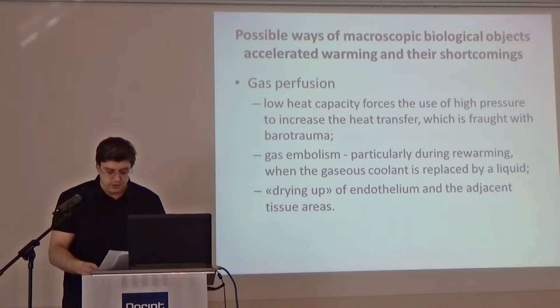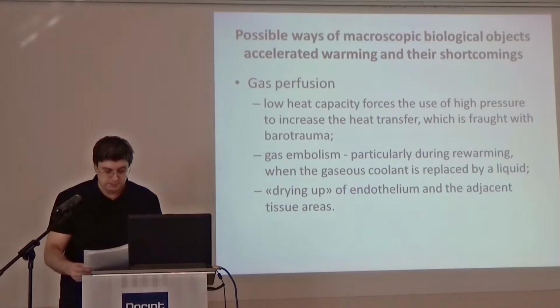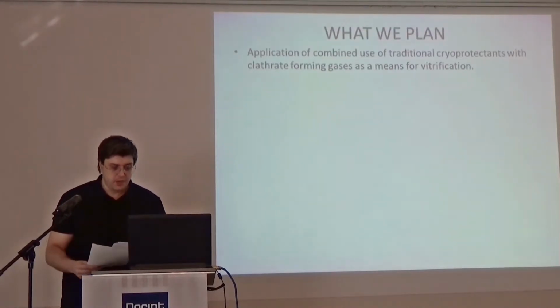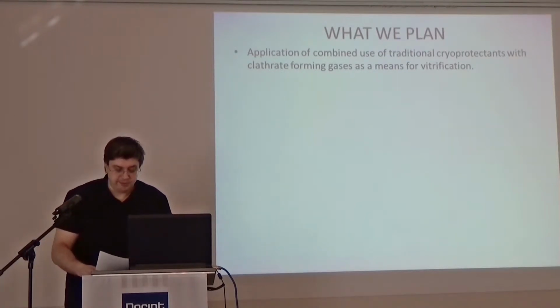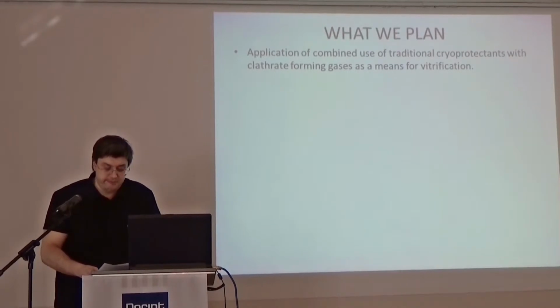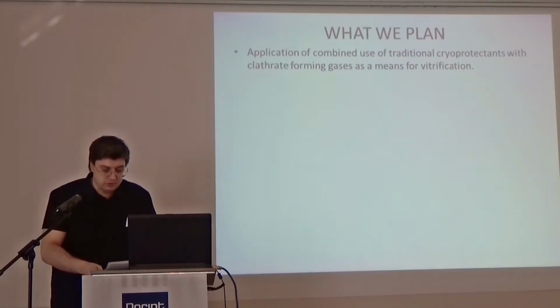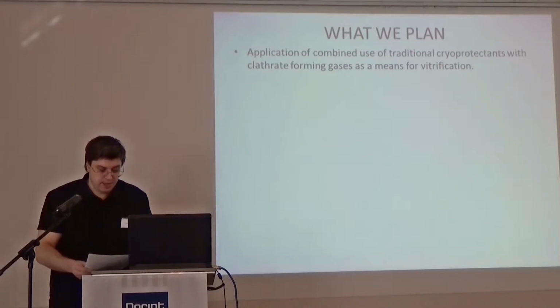In view of the foregoing, for vitrification of isolated organs suitable for transplantation after storage and rewarming, and eventually up to intact organisms, we plan the following. 1. Application of combined use of traditional cryoprotectants with clathrate-forming gases as a means for vitrification. We turned our attention to xenon because of its absolute non-toxicity on tissue and cellular level, while even the most low-toxic cryoprotectants such as glycerol, ethylene glycol, etc., are potentially dangerous due to osmotic effects.